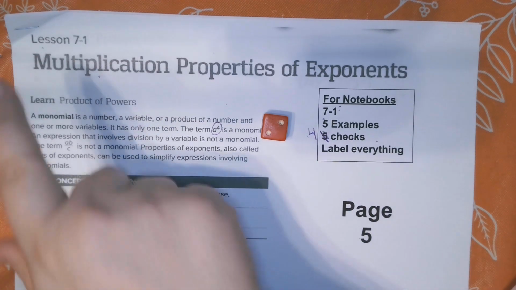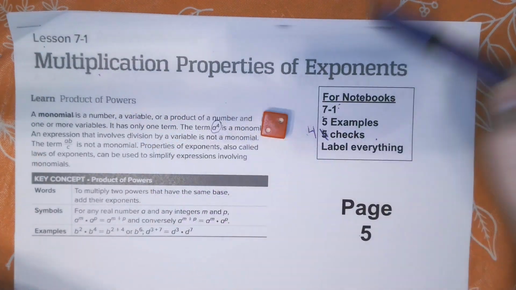Hi everybody, we're doing lesson 7-1. It is multiplication properties of exponents.